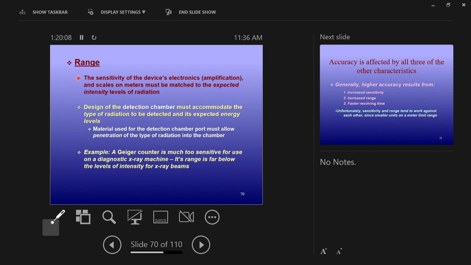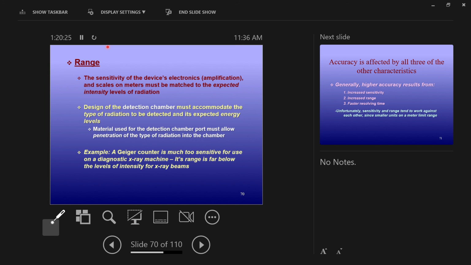So, question. Would you need a high or a low meter to detect the radiation coming off of a banana? A Geiger counter can do it. So low levels of radiation, low energy, single emissions per second, that kind of thing.